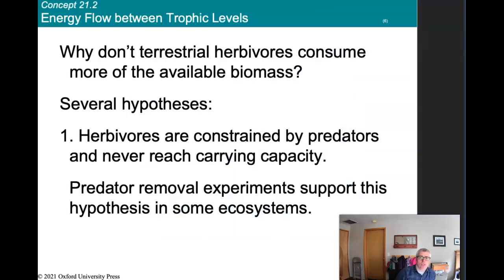So why don't terrestrial herbivores consume more of the available biomass? You're only eating 13%. What's going on? You should really learn from the ocean. There are several hypotheses. One is that herbivores are constrained by predators and never reach carrying capacity. We'll come back to that. That's top down. Predator removal experiments support this hypothesis in some ecosystems. And so, meaning the bunnies would eat all of the grass, but the lynx get them.